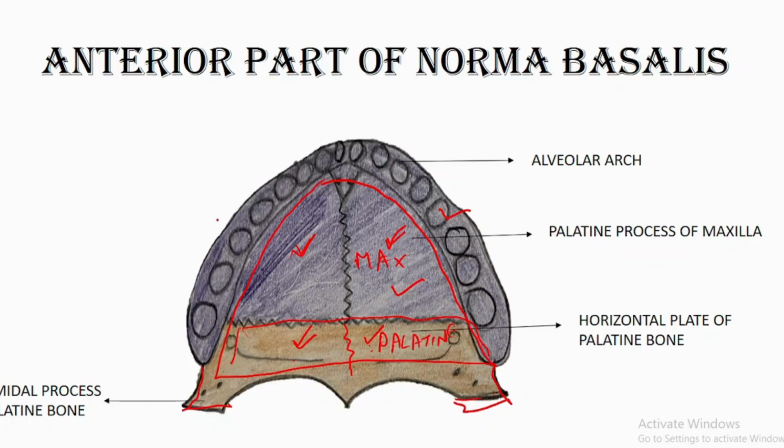Now this hard palate is a dome shaped structure and it has many pits on the surface of it, which lodge the palatine salivary glands, which are the minor salivary glands.